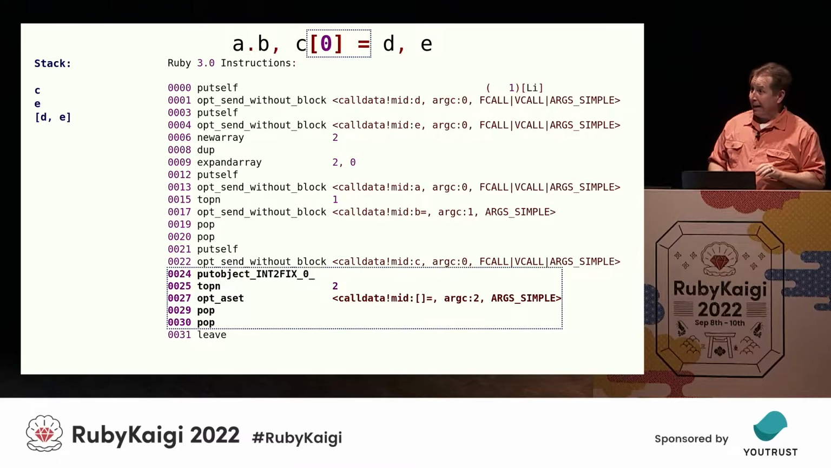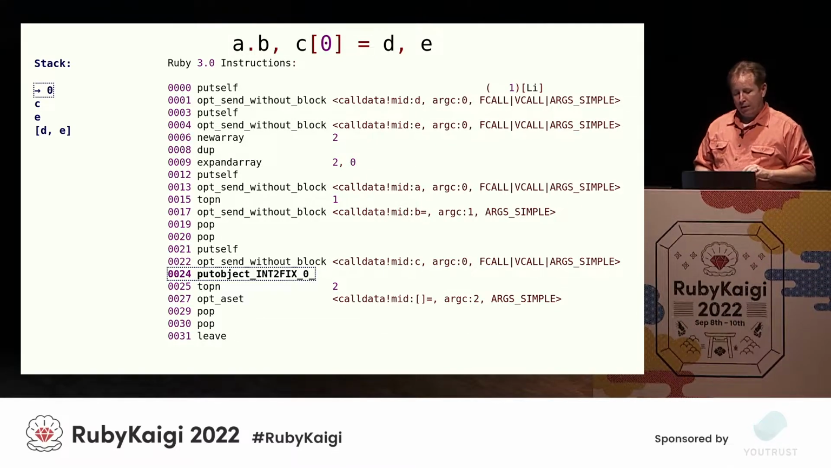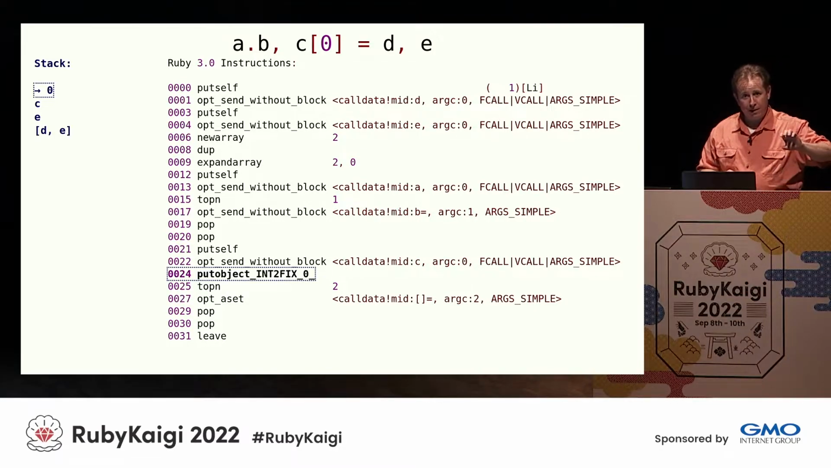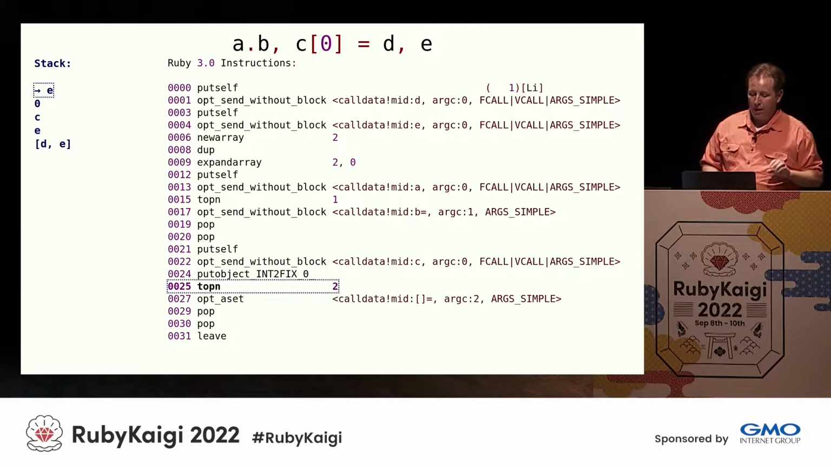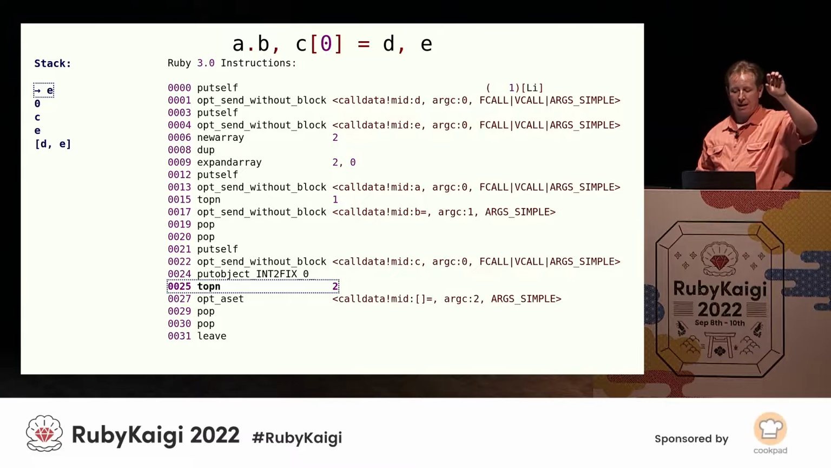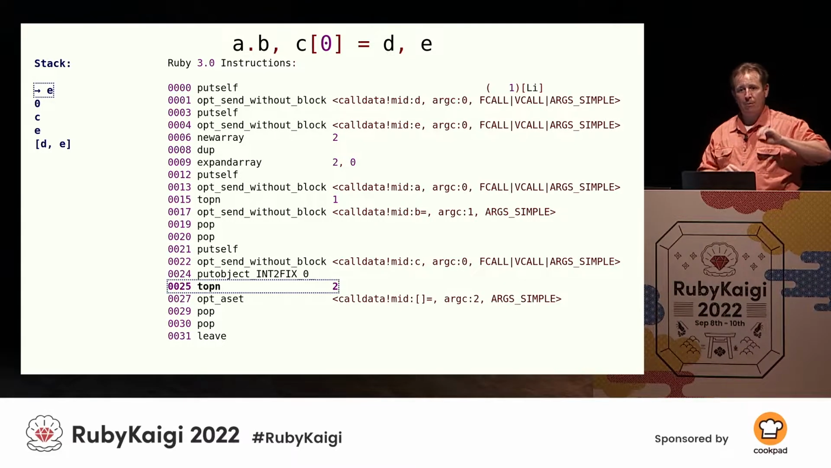Now finally, we get to the element assignment method call, setting the first element in C. So the first instruction here is put object int2fix 0, which pushes the number 0 onto the stack. This is the first argument to the element assignment method. The next instruction is top N with an argument of 2, which means push the third entry in the stack to the top of the stack. This is going to be the second argument to the element assignment method.